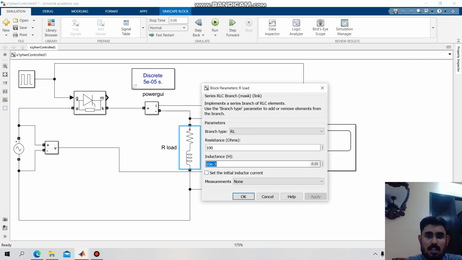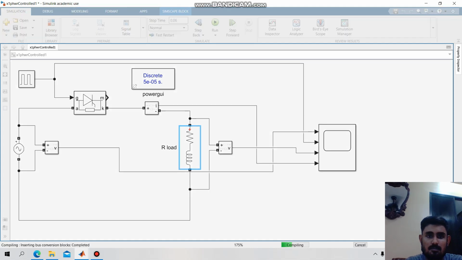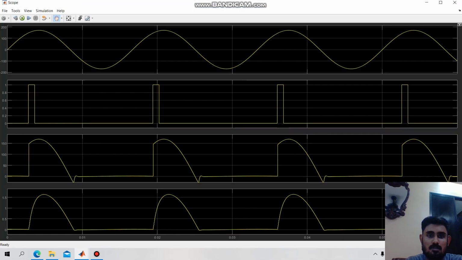So we can adjust to 50 exponent negative 3. Apply. Then we try to run it. You can see the fluctuation has been removed from the graph because of the inductor.